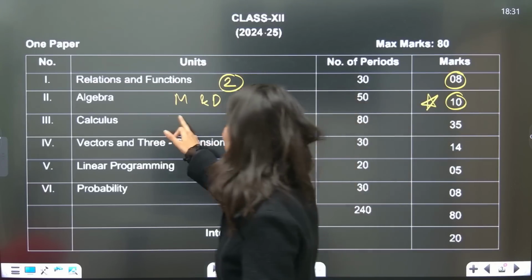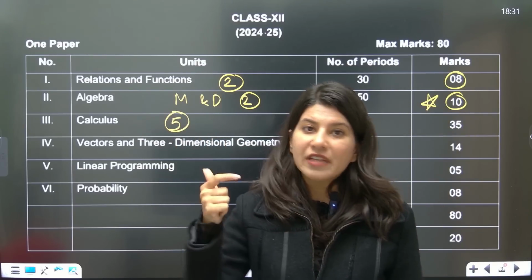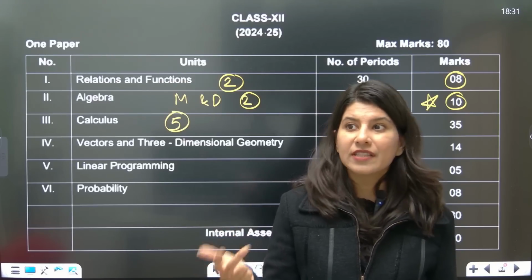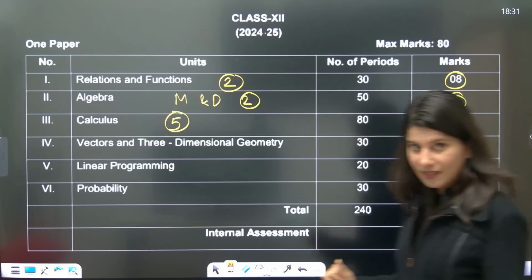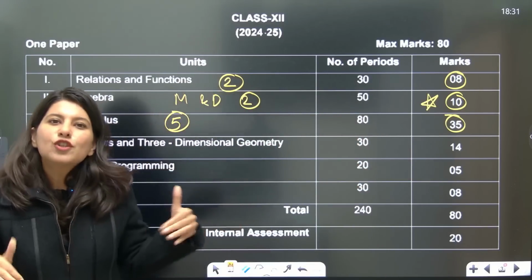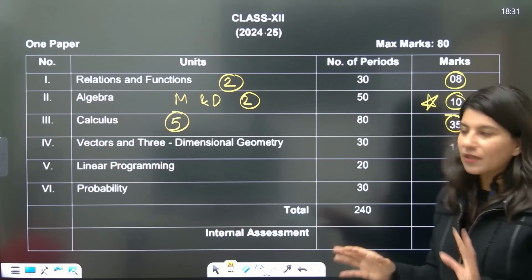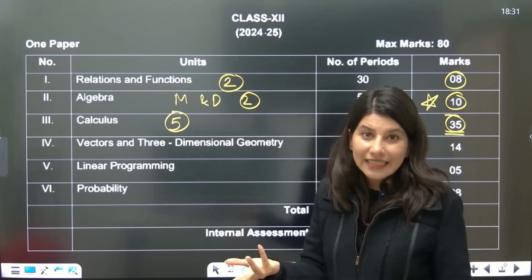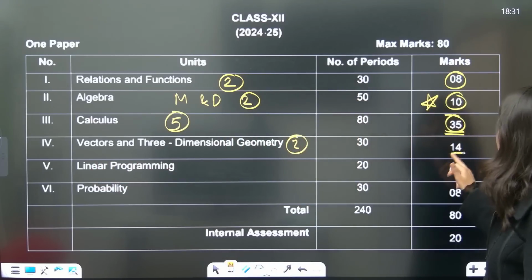Then in calculus there are 5 chapters. You also know about them: continuity and differentiability, integration (indefinite), application of derivatives, definite integration and differential equations. 5 chapters, 35 marks. So you must be thinking, ma'am, 1 unit, 35 marks, so this is a high weighted chapter. Yes, a high weighted unit, but on average it is 7 marks per chapter. So this is a high weightage unit, but you have to understand that 5 chapters are there in this unit.